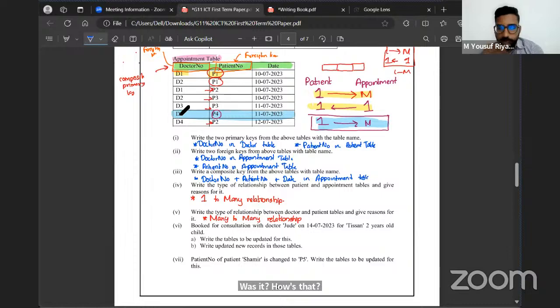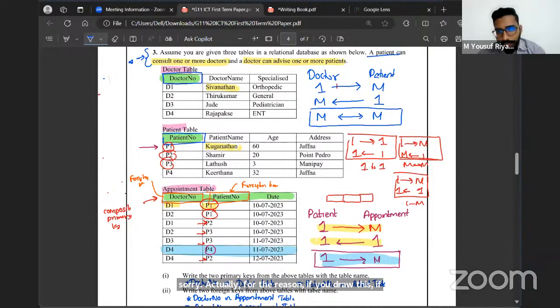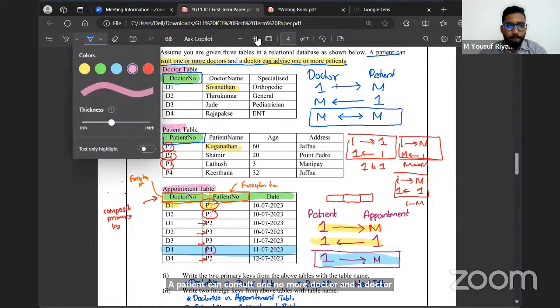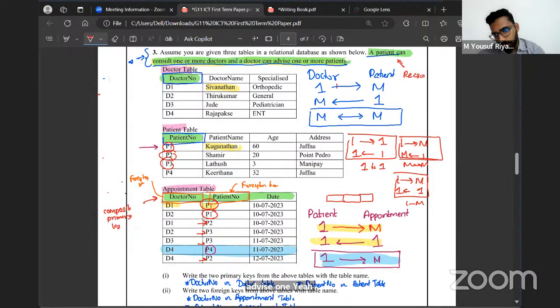Okay, the next one. Reasons are asked in the question. Sorry, wait. For the reason, if you draw this, you can mention this: a patient can consult one or more doctors, and a doctor can advise one or more patients. This is the reason. You can just copy it from the question itself. You can write it as a reason. Clear? Okay, perfect.